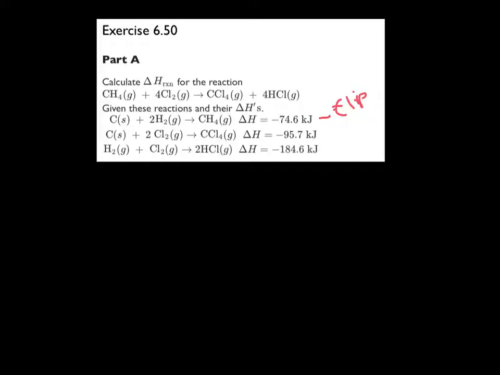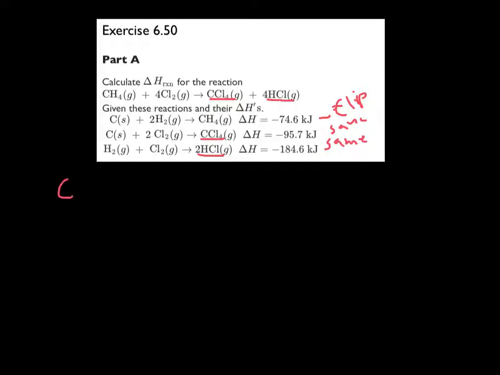Then the next one we have C plus 2Cl2 equals CCl4. That's the same as there. So same. The next one, H2 plus Cl2 equals 2HCl. That stays the same because we notice that's the same as there. So why don't we just go ahead and write this down now.